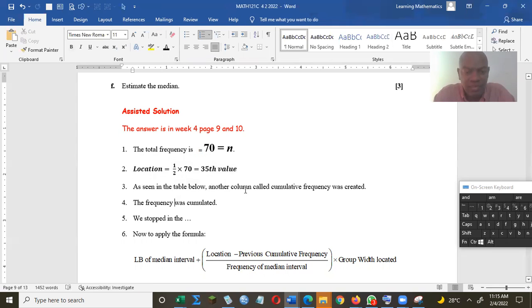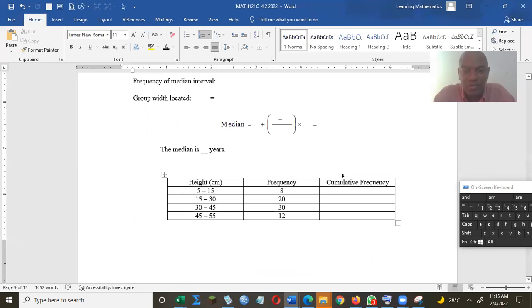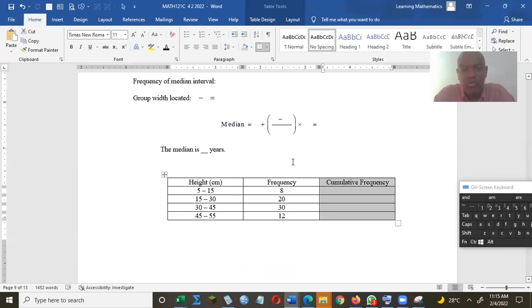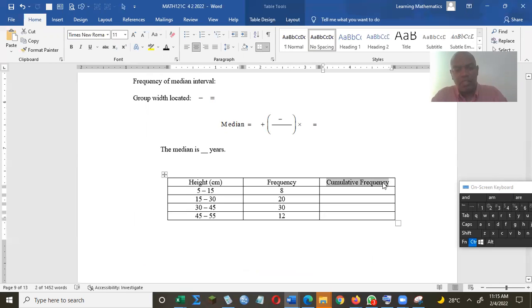Now, as seen in the table below, another column called cumulative frequency was created. Please verify that this is the case. There's another column called cumulative frequency. So go down, and here it is, cumulative frequency. We're going to cumulate the frequency. In order to cumulate the frequency, you must start by adding the first frequency. It's very similar to what we did for the cumulative frequency graph, but the boundaries are not involved. We're just cumulating the frequency.